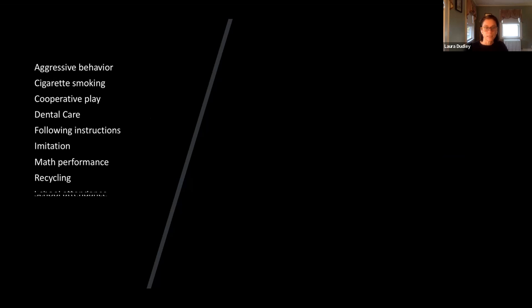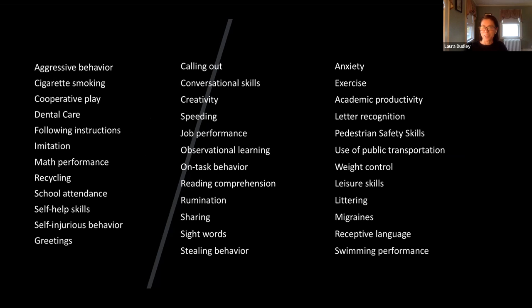Finally, I thought I would share with you all the list of behaviors that have been improved through behavioral interventions, both within the autistic community as well as outside of the community. And I found this list by doing a quick search in the Journal of Applied Behavior Analysis, which is our flagship journal in the field. And this hopefully gives you a sense of the broad application of ABA.